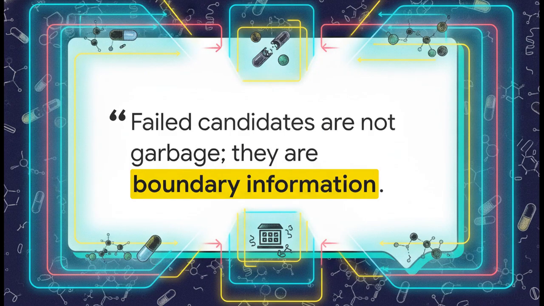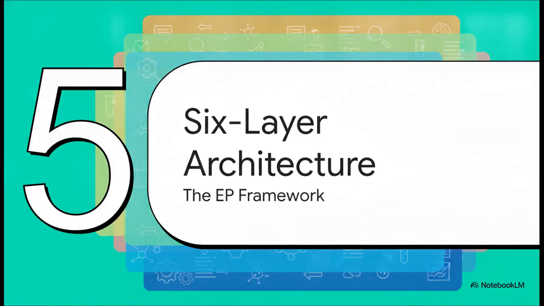And I absolutely love this next concept. Under EP, failure is totally reclaimed. Failed molecules, dead-end pockets, busted assays, they aren't just tossed in the trash. They are preserved as vital boundary information. By storing all this negative knowledge, the system actually learns where not to go, which makes every future search so much more efficient. So how do we actually build this?